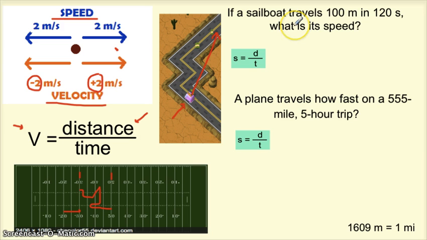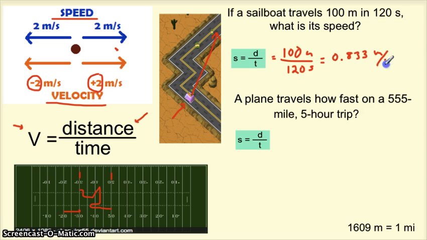We have a sailboat that travels 100 meters in 120 seconds. What is its speed? Keep in mind, speed equals distance over time. The distance is going to be 100 meters. The time, of course, is going to be 120 seconds. Meters over seconds is exactly what you're looking for, but this can reduce down, and when I punched it in the calculator earlier, I found that it was 0.833, and that would be meters per second.